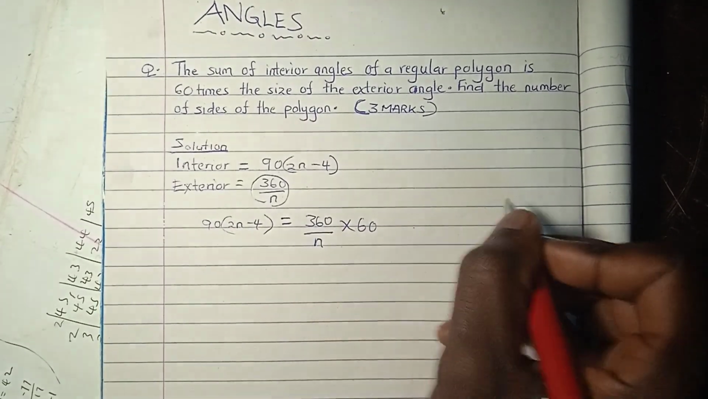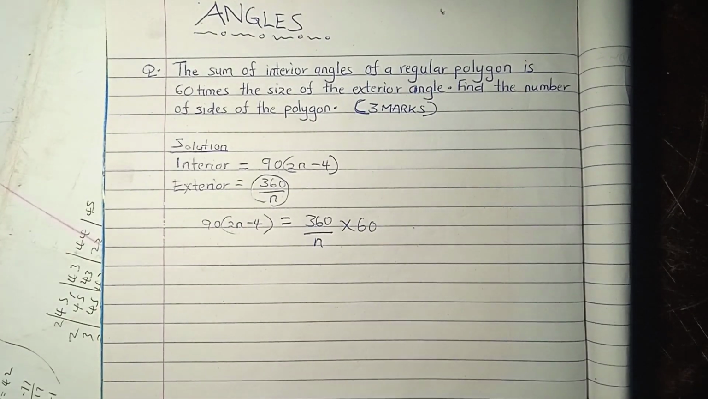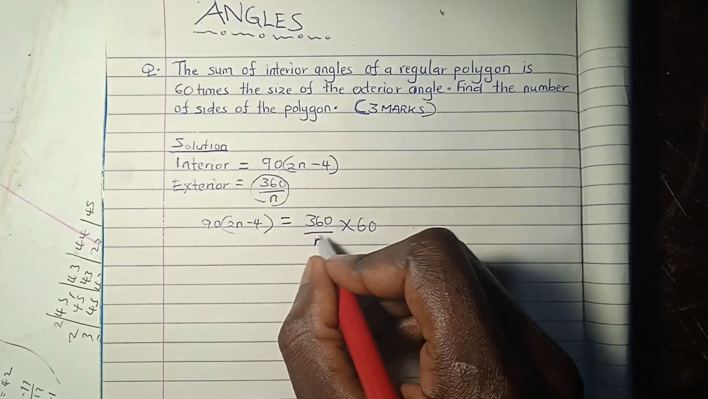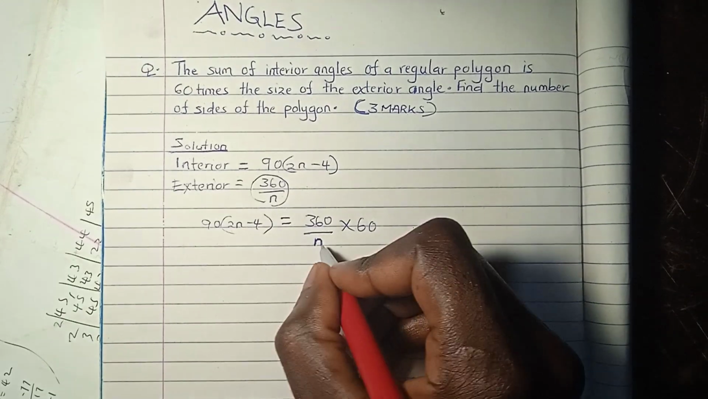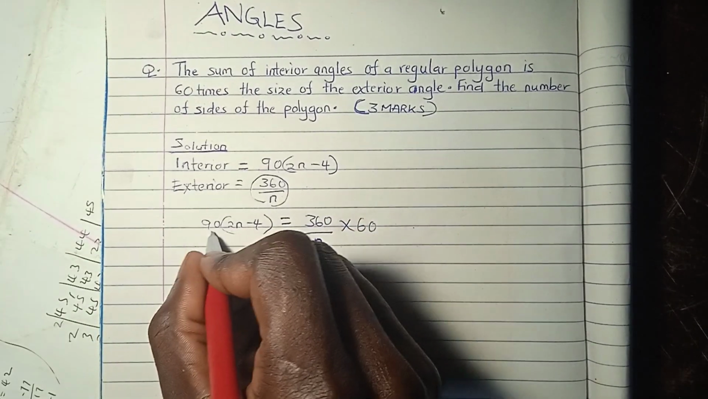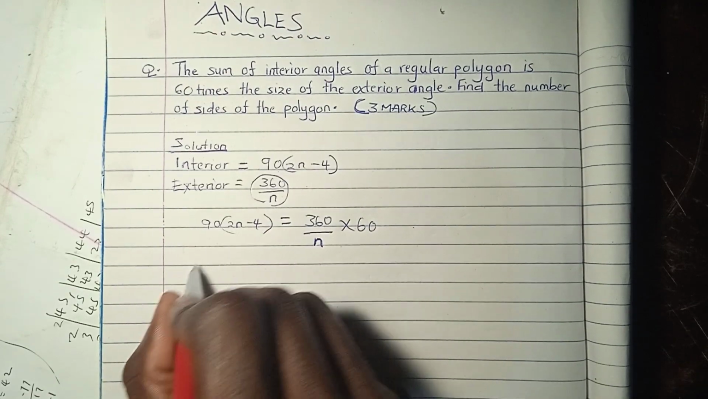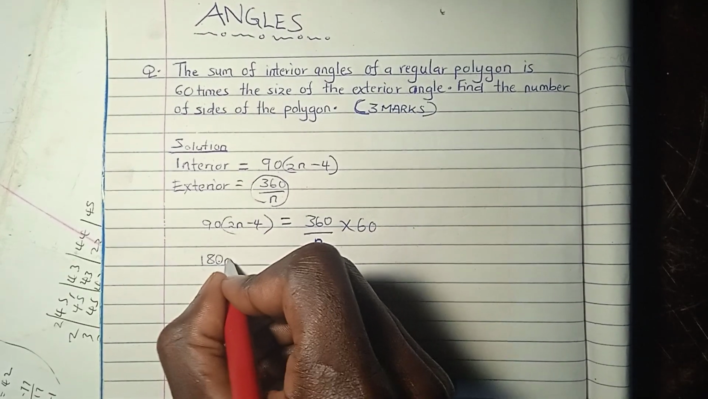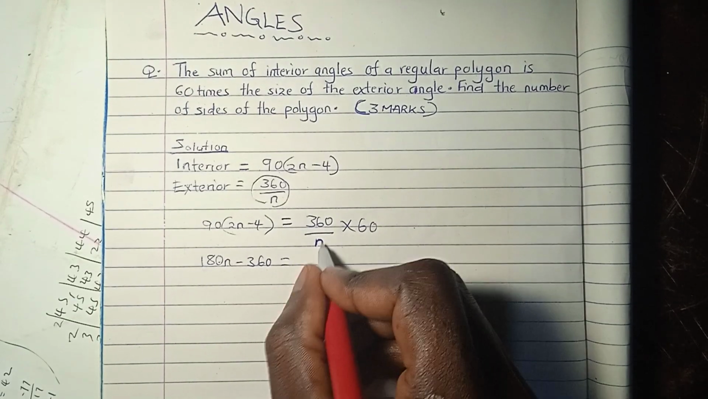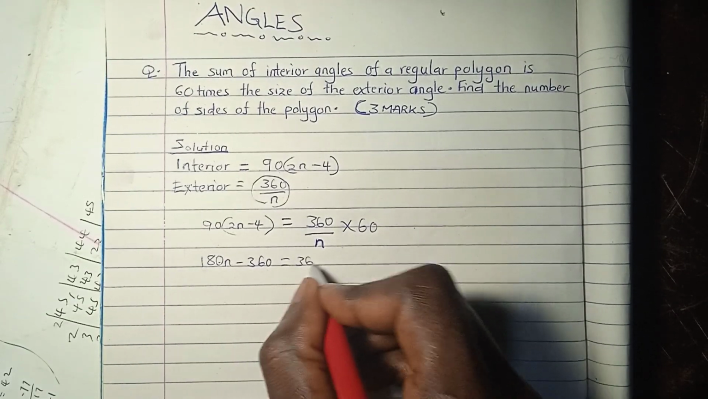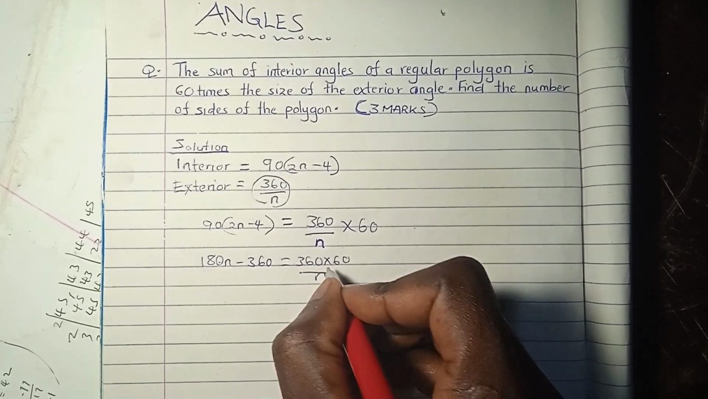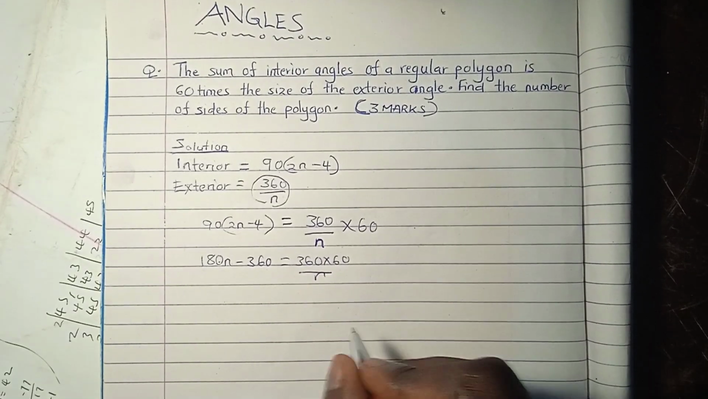So let us simplify the information by eliminating this denominator. Now let's multiply everything by n. We'll first open this bracket. It becomes 180n minus 360 equaling 360 times 60 over n.